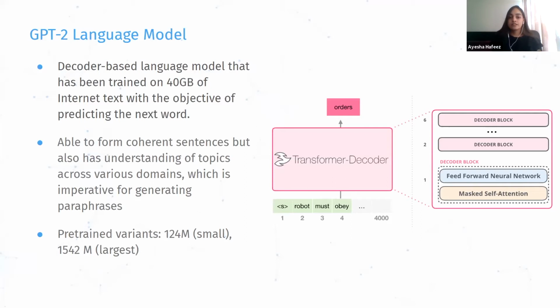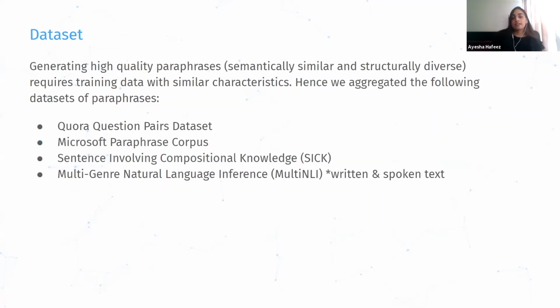There are a couple of variants of this GPT-2 model, starting from the smallest model that has 124 million parameters, ranging to the largest model that has 1,542 million parameters. And the choice of which variant you want to use basically depends on how much training data you have for the fine-tuning task. For the data set we used, we wanted it to have the same characteristics as we want in our high quality paraphrases.